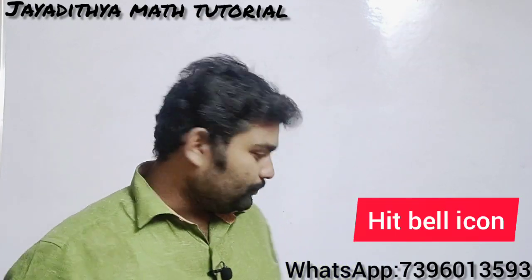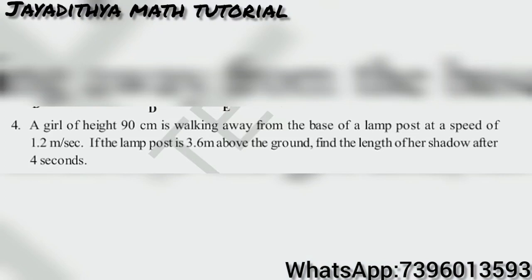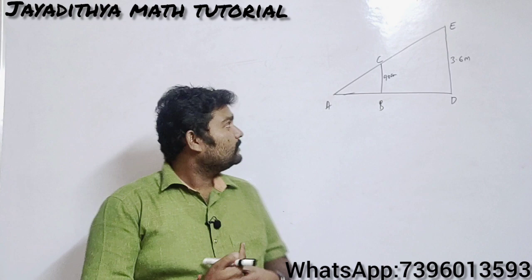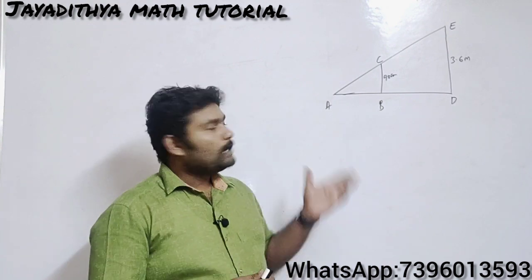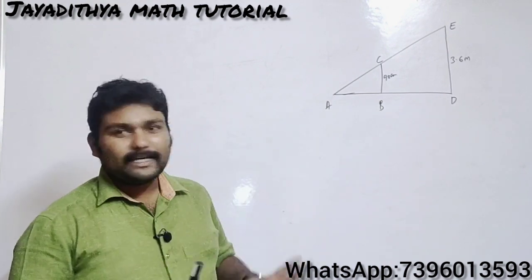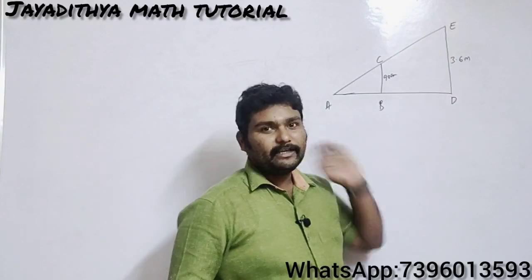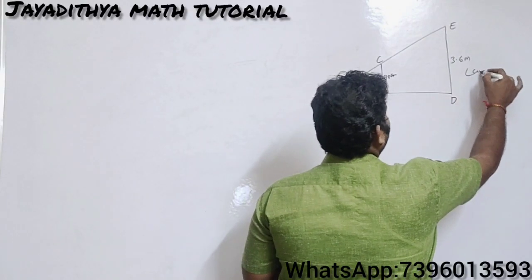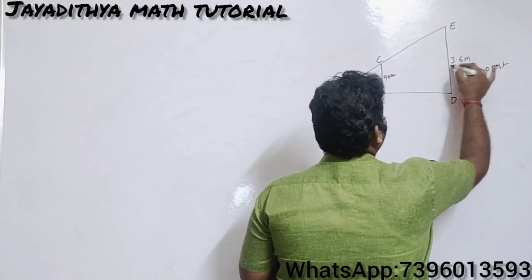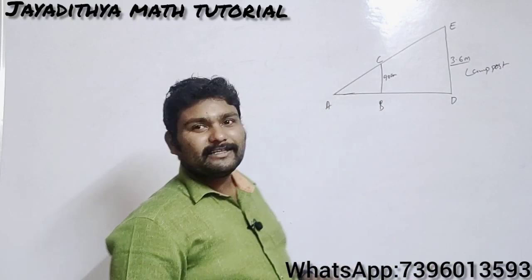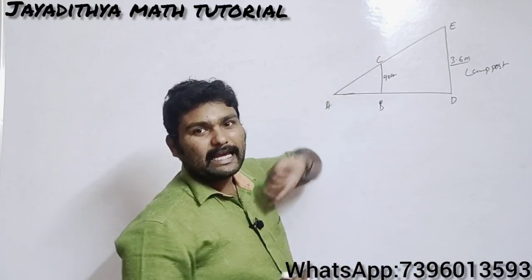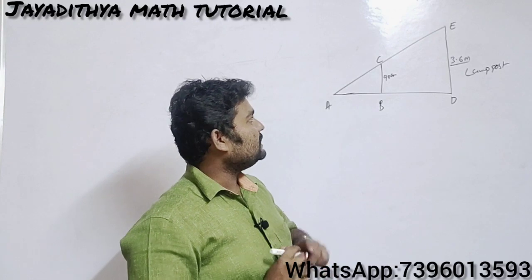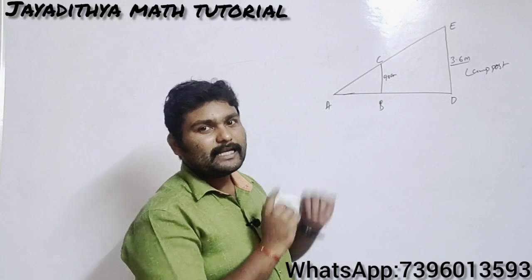Let us go to the problems now. Look here, this is a problem related to a lamppost and a girl. See here, we have a lamppost ED. Let us take this as the lamppost, and its height is given as 3.6 meters, and there is a girl whose height is 90 centimeters. So understand the problem here.